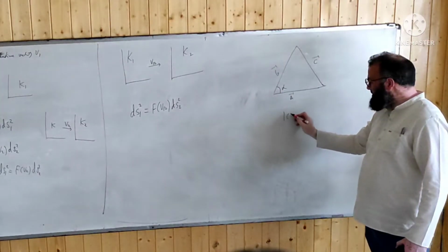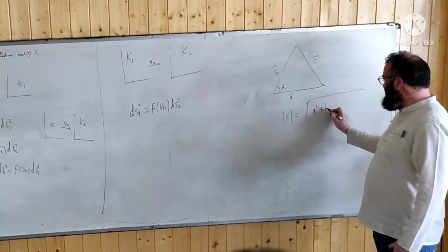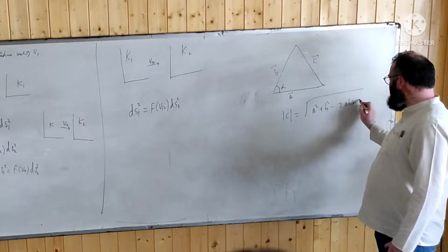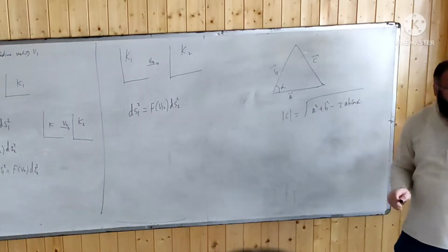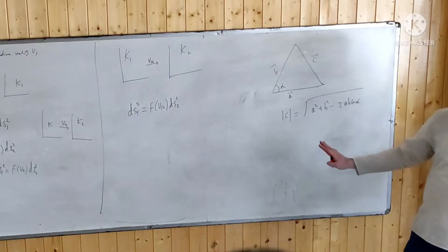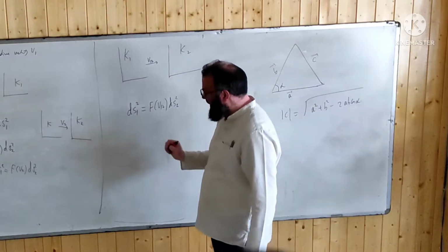What is the magnitude of c? It is the root of a square plus b square minus twice ab cos of the angle. So it still depends upon the angle, is it? Although it's the magnitude, it depends on what? An angle.